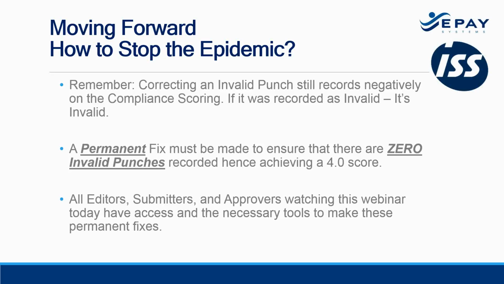Now, like I said, a good goal for everyone is about 3.5 or higher, straight across the board in all of our metrics. This is just one of the 5 metrics we'll be talking about over the next couple weeks. I'll go through that a little later in our call. But for the first week, we're going to focus on invalid punches. All editors, submitters, and approvers, everyone that's connected to this webinar, every one of you has the tools and the access needed to make these permanent fixes. Anything I show here today, unless I note otherwise, is something that you can actually log into the system and fix today.